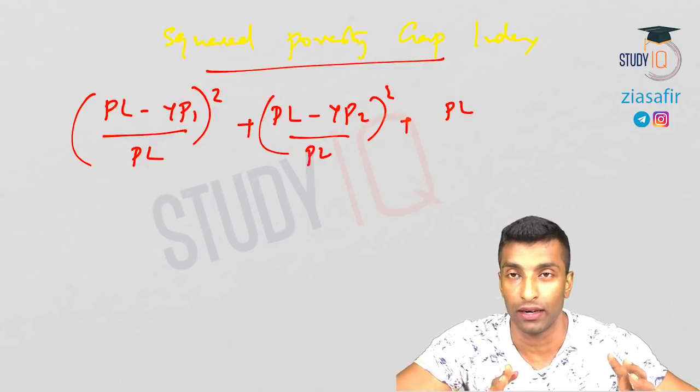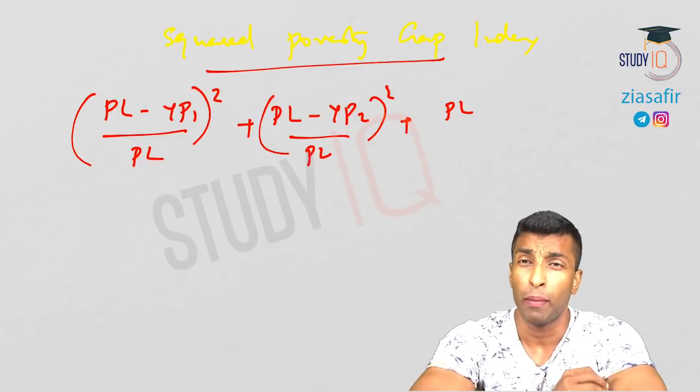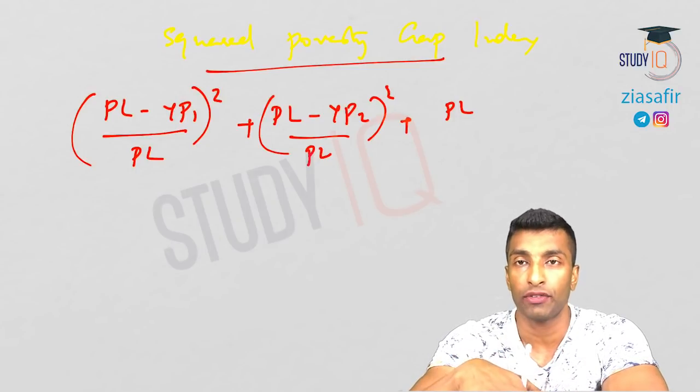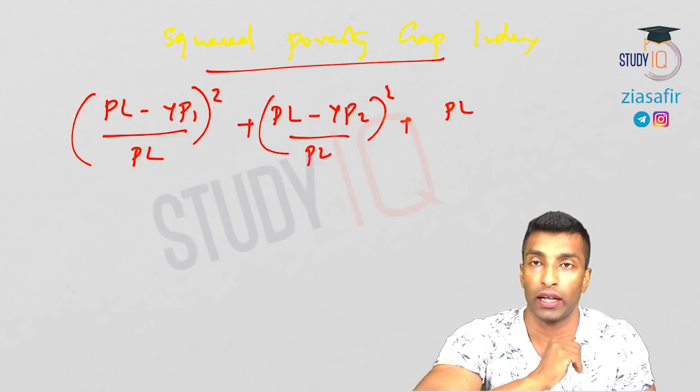If you don't want to understand all these things, no problem. I'm discussing the mathematics side anyway, so I'm just covering this maths also. But why is it required? Why is it used? What is the difference? I'm going to tell that after explaining this particular concept. We'll discuss how it is different from the poverty gap index.